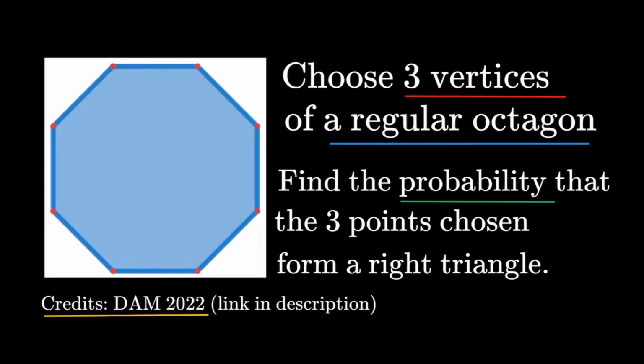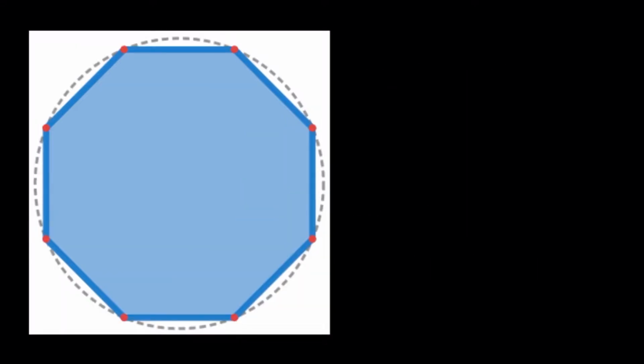Here we're asked about a probability, so it's going to be the number of favorable cases divided by the total number of cases. We have to count first how many ways we can choose 3 vertices such that they form a right triangle. Before that, I'll draw a circle around it, because a regular octagon, or any regular polygon, is always cyclic, so we can think of those 8 points as equally spaced points on a circle.